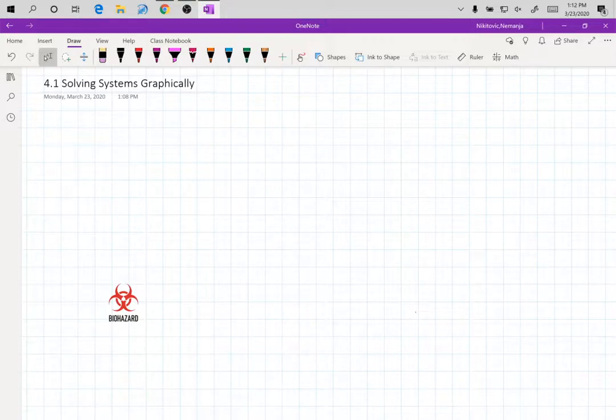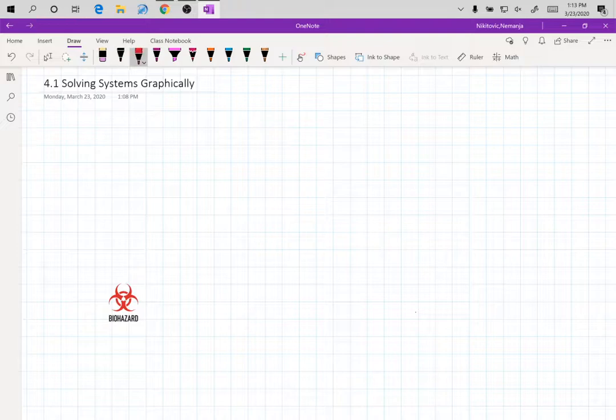So let's deal with 4.1. Solving systems of linear equations. As we discussed in class, but this is going to be the lecture from scratch, a system of equations is when you have two linear equations coupled together with the same x and the same y, and your goal is to determine the value for x and y so that you can find the solution.